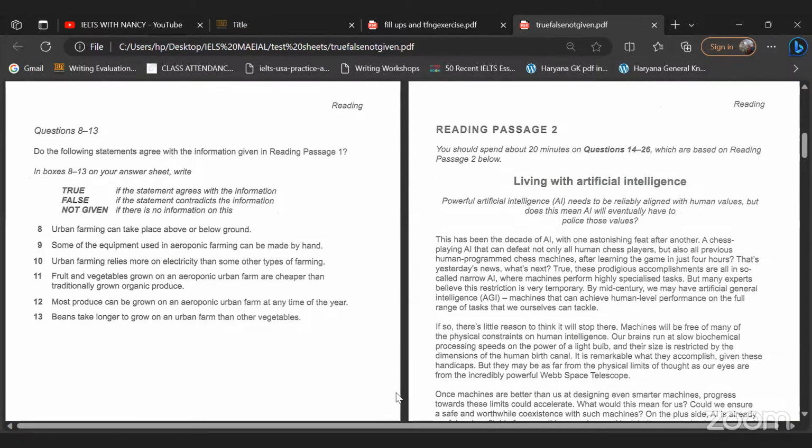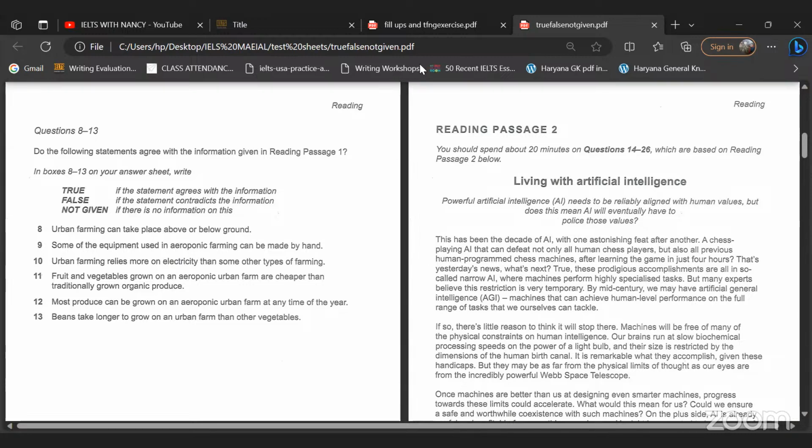They're talking about urban farming. Urban farming can take place above or below ground. Fine. So if you read the statement, you need to always understand the statement in 3 parts.